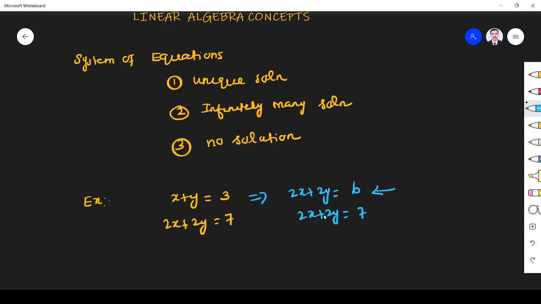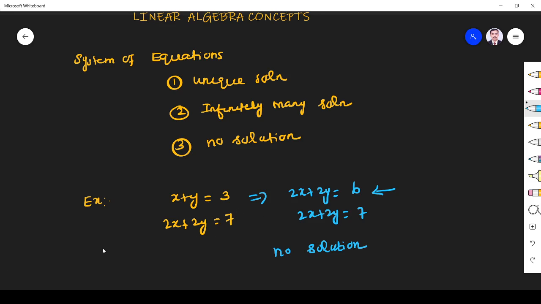If x and y have the same value, the same expression cannot be equal to two different values. 2x plus 2y should be equal to 6, so it cannot be equal to 7. So it is different, so it has no solution. This is the simplest manner in which we can find an equation with no solution.